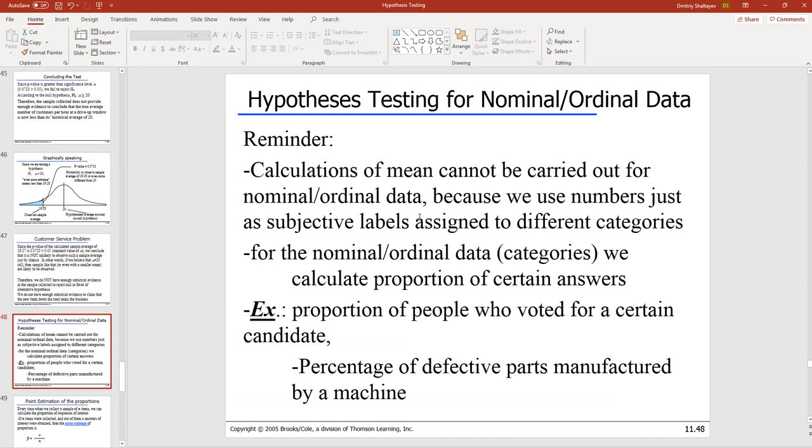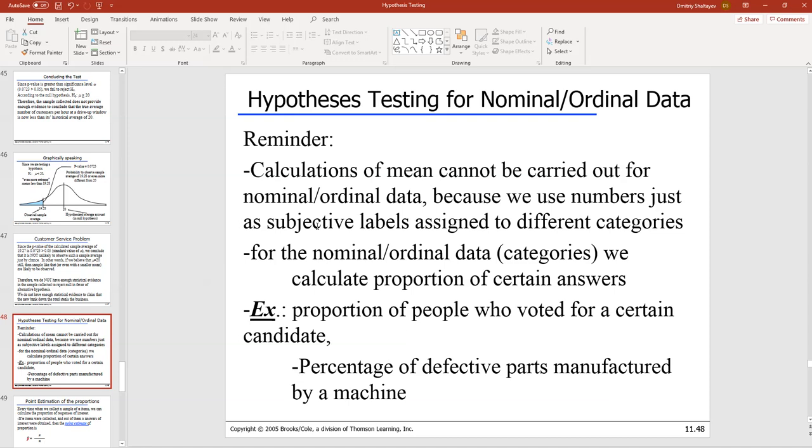Okay, so therefore, if we calculate the average, it has no meaning. For categorical data, nominal or ordinal, calculations of the averages don't make any sense, and therefore we cannot use that, right? So what exactly are we testing? Well, we discussed in pretty much our second or third lecture that for categorical data, pretty much the only thing that can make sense is the number of responses or proportion of responses in different categories. For example, the proportion of people who voted for a Republican candidate or Democratic candidate.